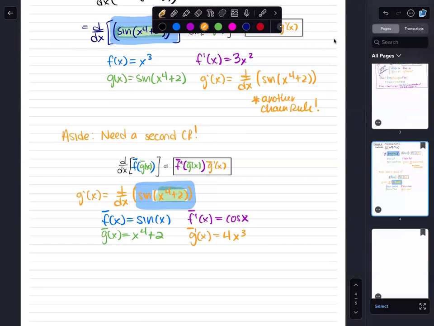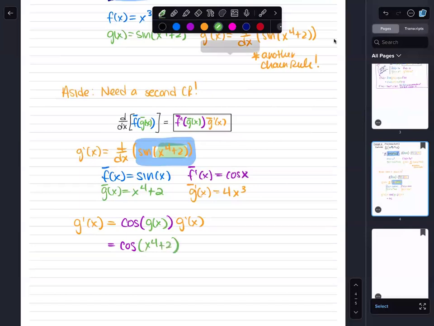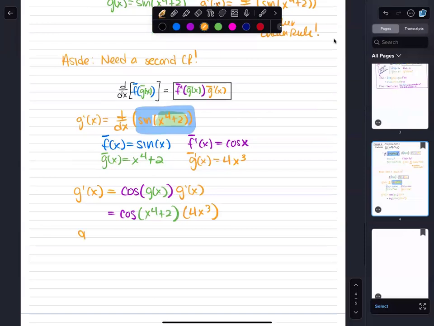The derivative of G for the original chain rule is F prime evaluated at G times G prime. That is cosine of x to the fourth plus 2 times 4x cubed, or the final result of G prime is 4x cubed cosine of x to the fourth plus 2. And this is needed in the original chain rule.